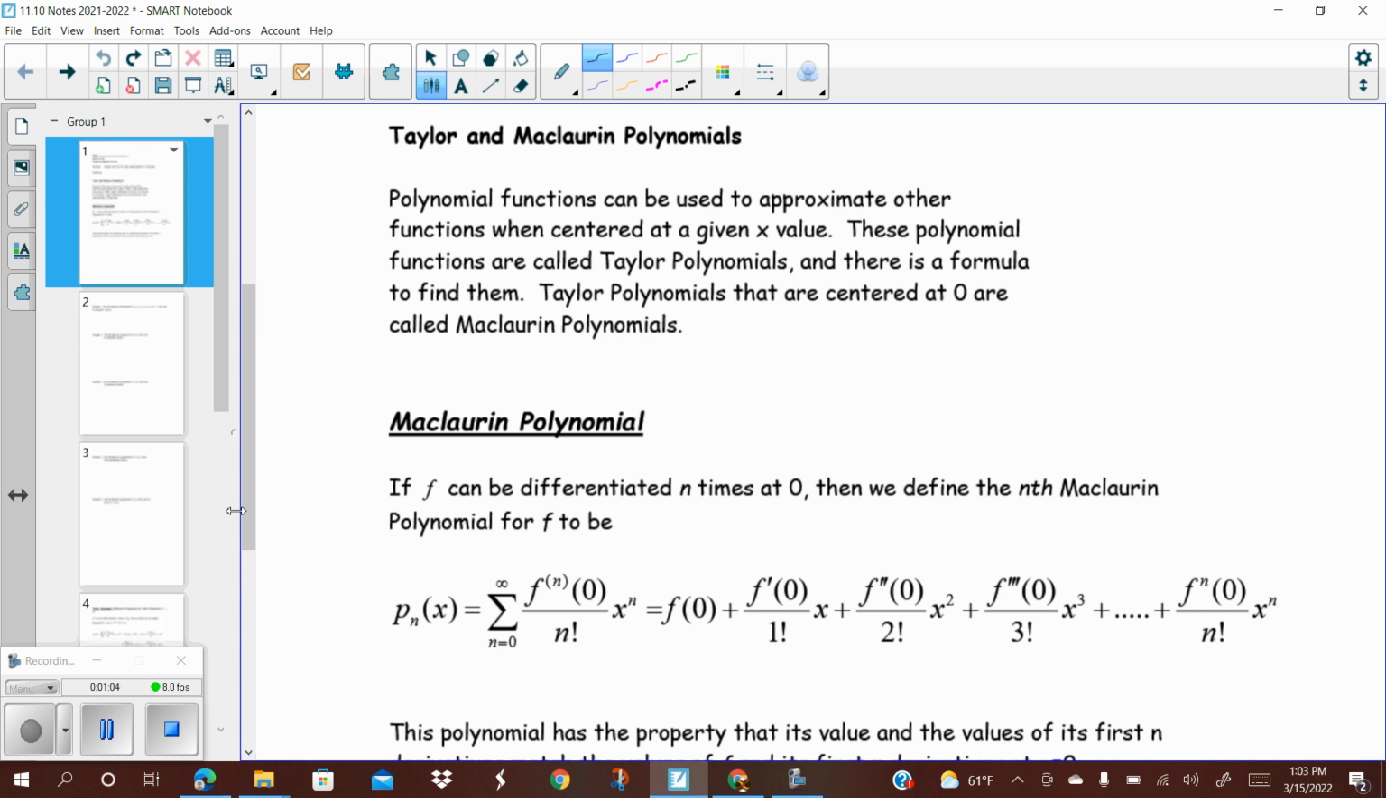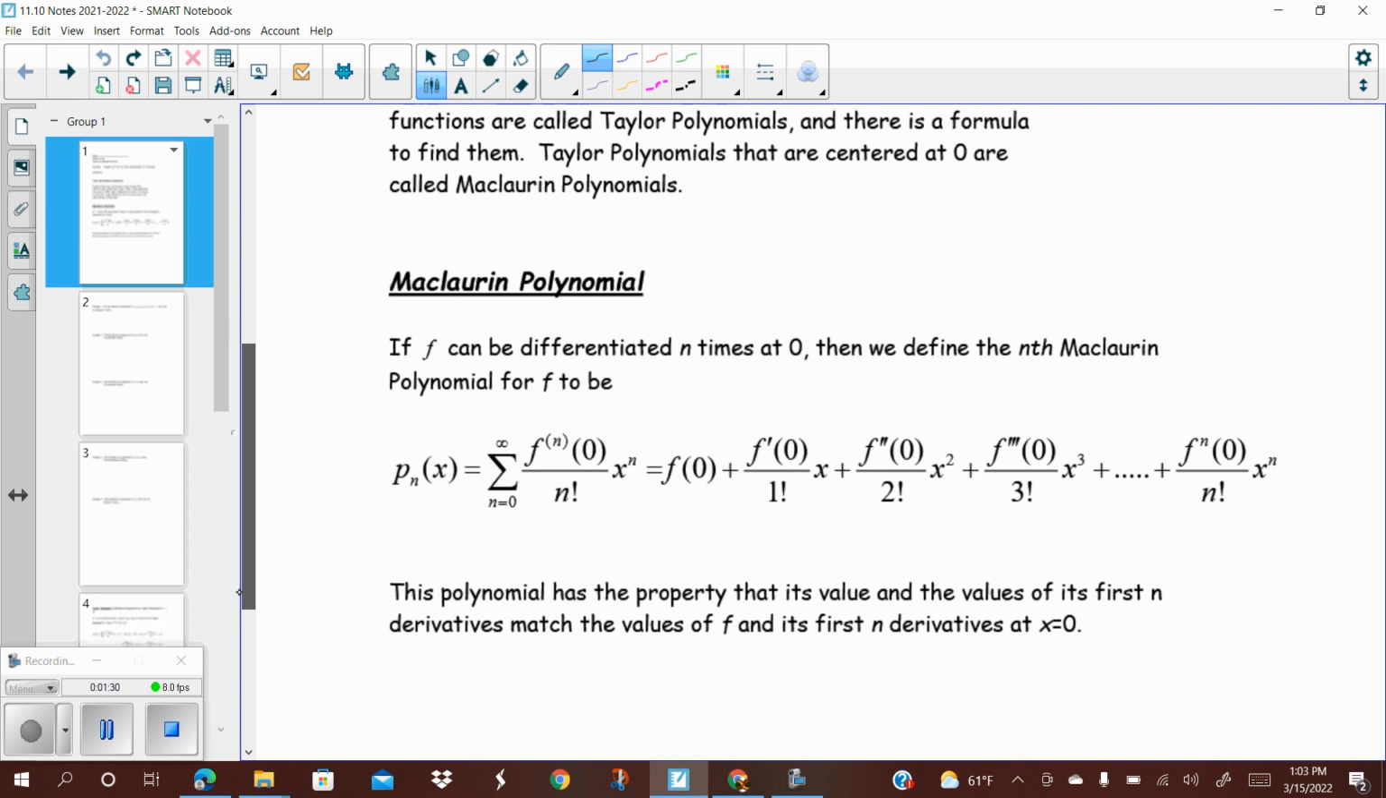But if he just said, oh, I'm going to take this Taylor polynomial and make it centered at 0 and call it my own, I'm actually jealous if that's the case, because I should have thought of something like that. Anyway, Maclaurin polynomial, it's the basic one. It says, if f can be differentiated n times at 0, meaning centered at 0, then we define the nth Maclaurin polynomial for f to be as follows.